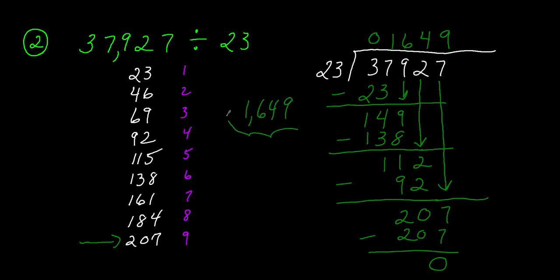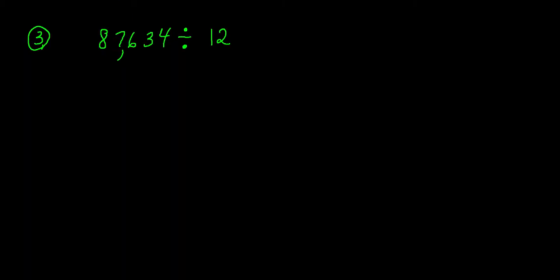So my answer here is 1649. Again, you do not need to show this first 0. So in short, 37,927 divided by 23 is 1,649, and you did the whole thing without a calculator. Let's go to the next one.